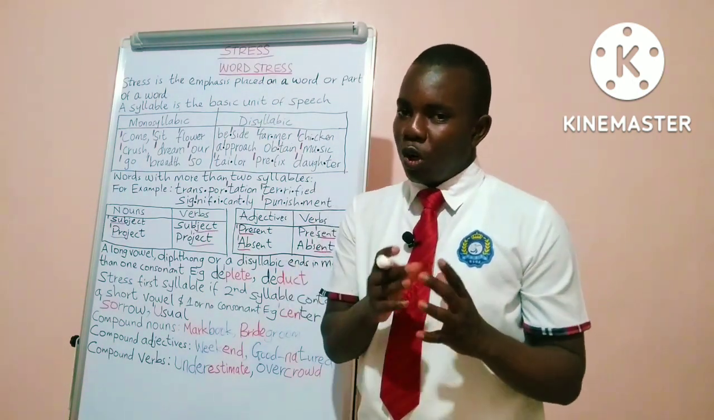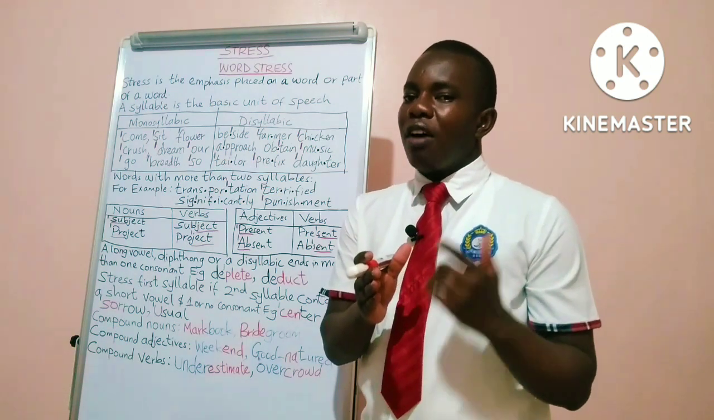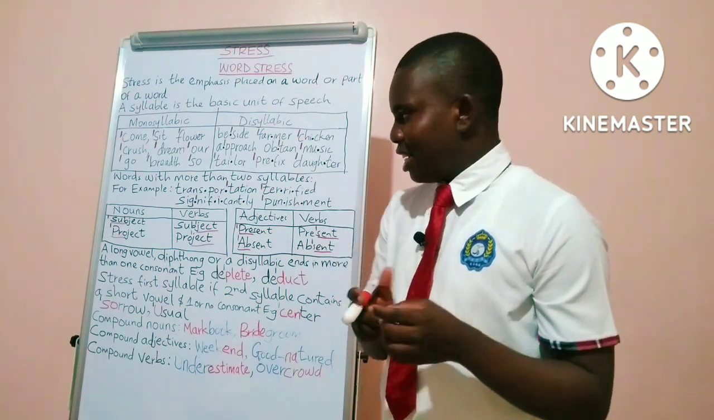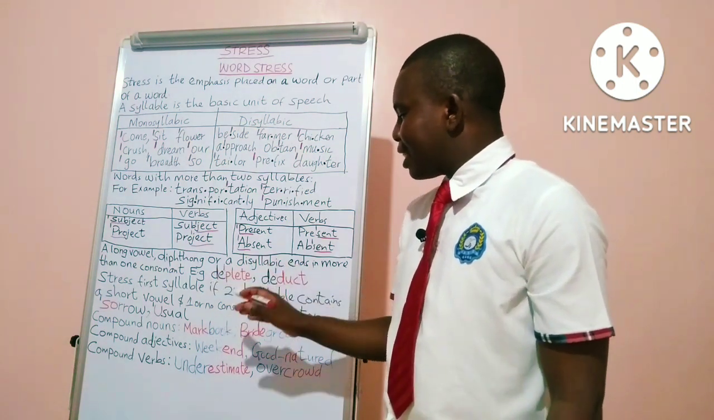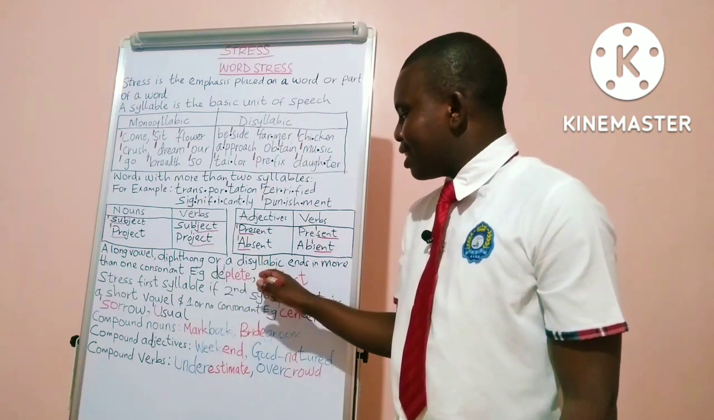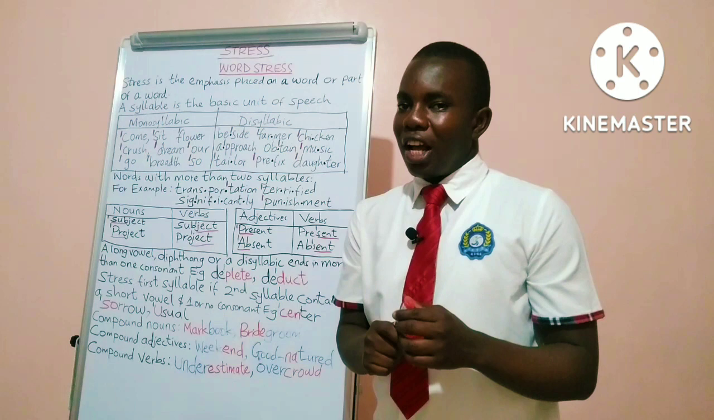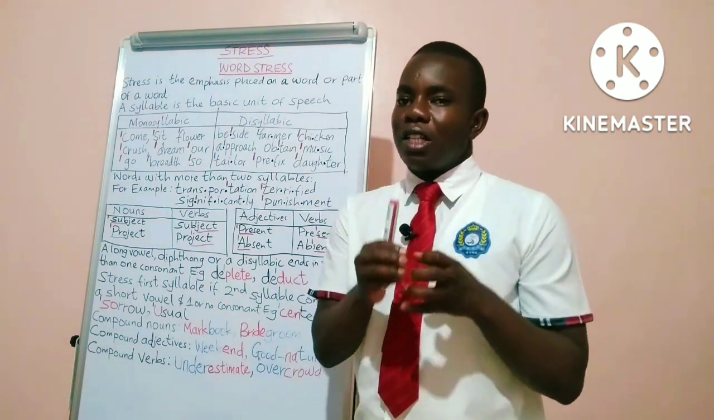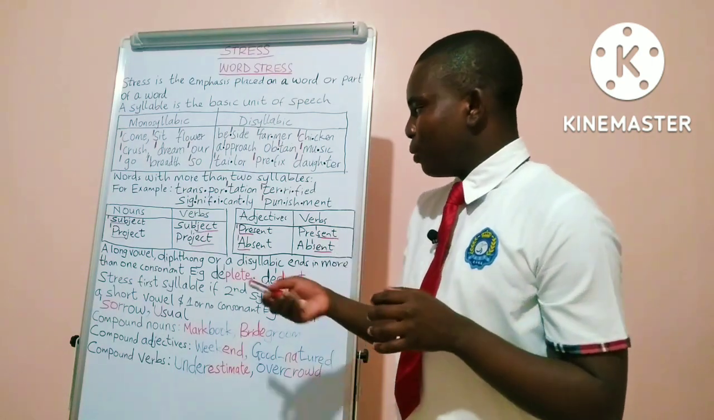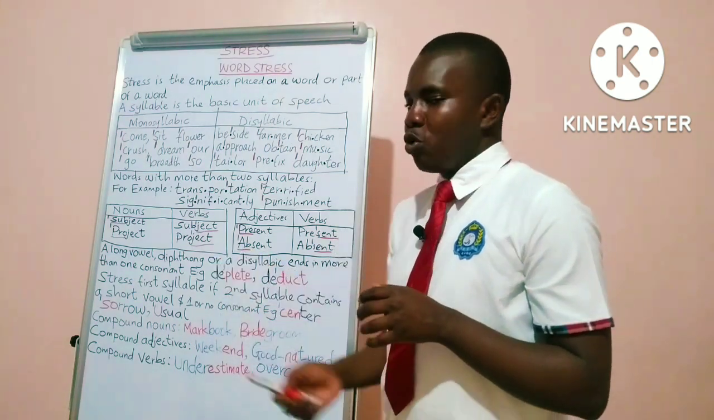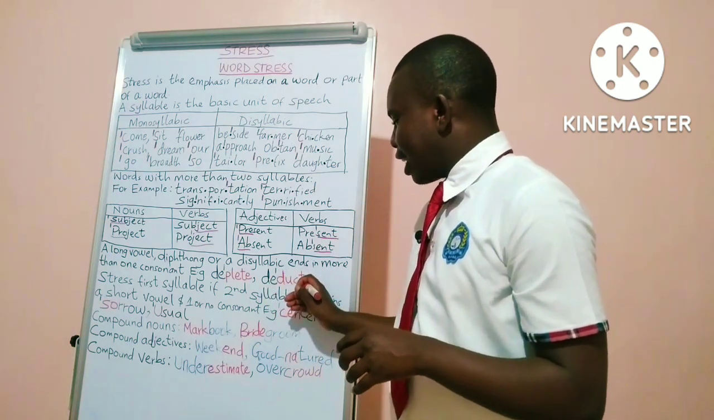Obtain. Tain is the second syllable, and we have a diphthong. Another example, we have deplete. The A is also a diphthong, and it falls under the second syllable, so it also follows our rule. The last one is deduct.